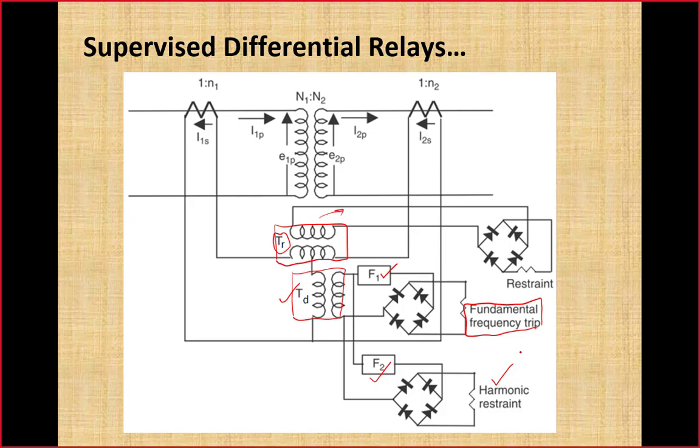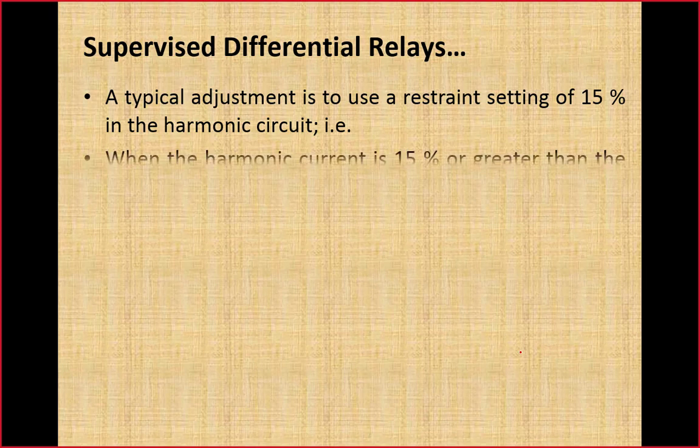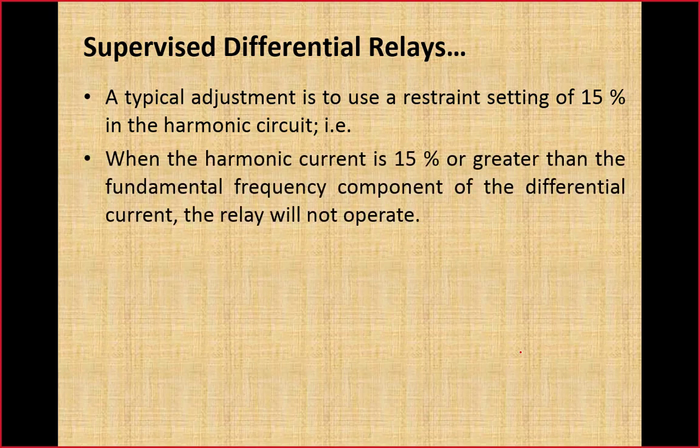Now we are going to discuss the setting of the harmonic restraining. A typical adjustment is to use a restraint setting of 15% in the harmonic circuit. It means if the harmonic components are at least 15% of the fundamental component, then it is not going to trip the relay. So relay operation will be blocked due to the presence of harmonic components as strong as 15% of the fundamental. This is how harmonic components are used for restraining action.